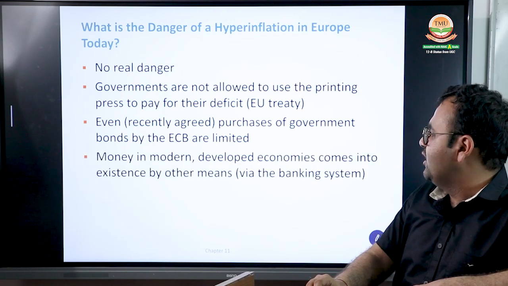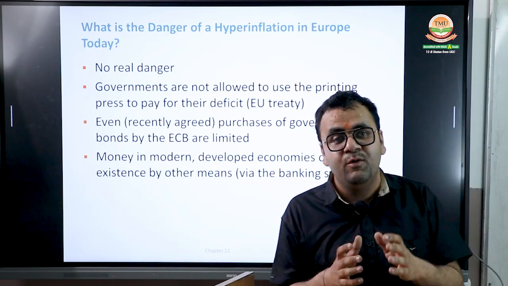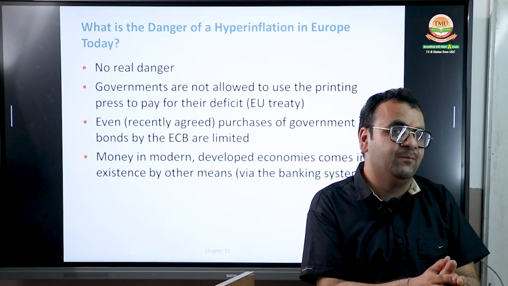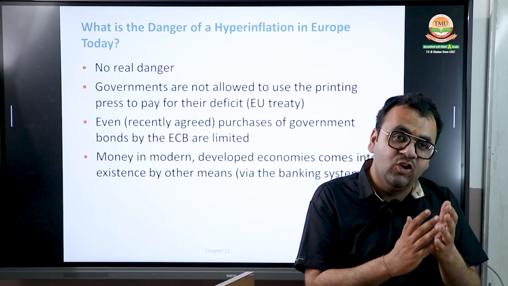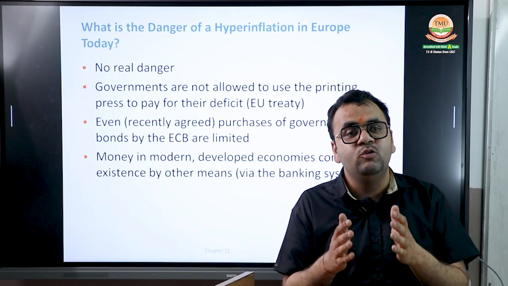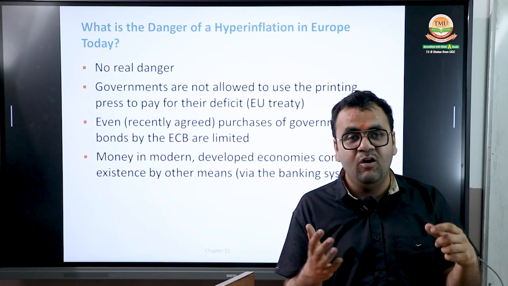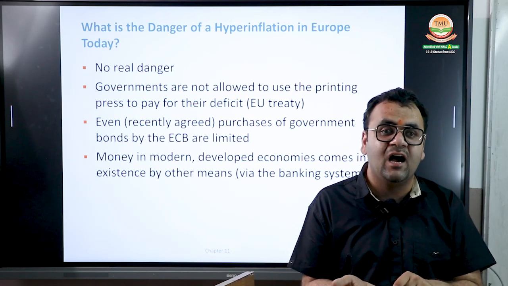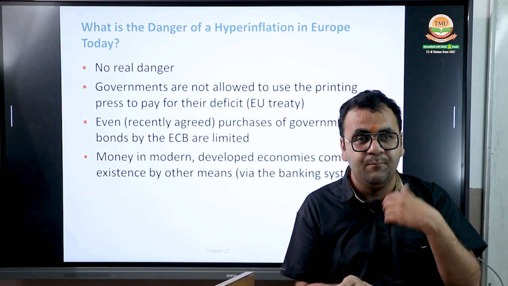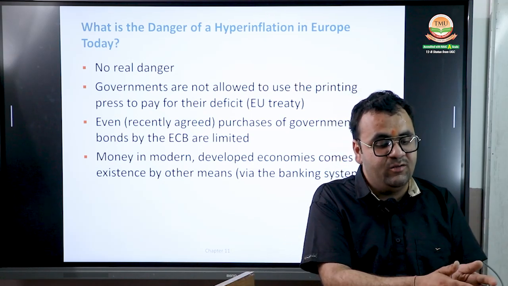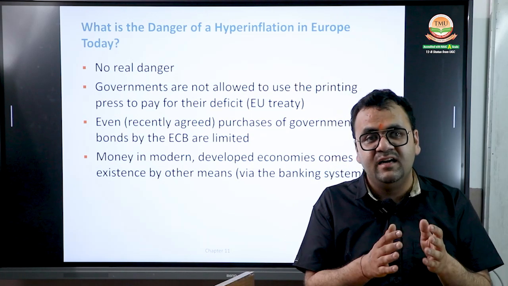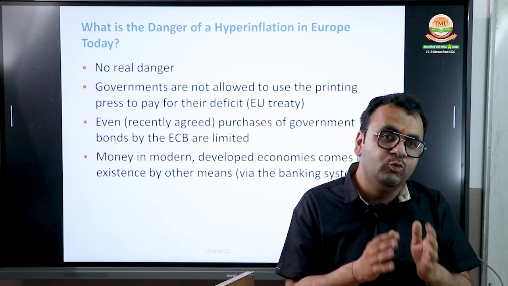Money in modern developed economies comes into existence by other means, via the banking system. And for UPI, the main pillar is the banking system. If the bank is not there, we are not able to use UPI, because the UPI number is linked with an account number, and accounts are always managed by the banks. Banks are the only institutions which operate the accounts.